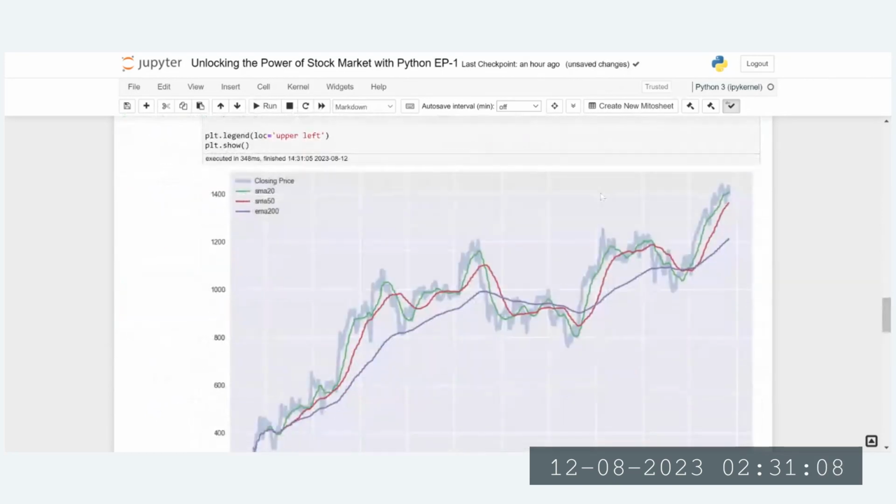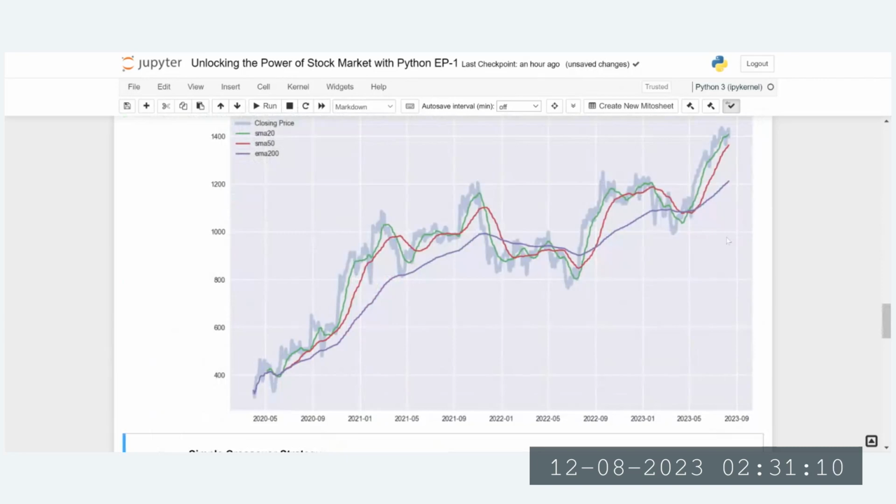So you can say this is how the chart looks for the closing price of the stock, which is highlighted in the blue line. Then you have a 20 moving average, which is the green line, a 50 moving average, which is the red line, and a 200-day exponential moving average, which is nothing but the purple line.